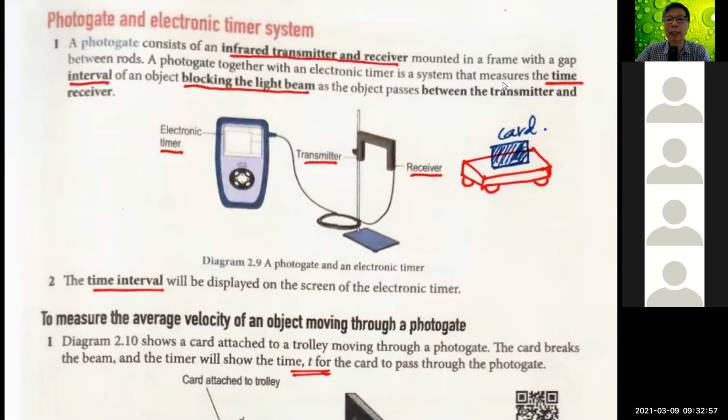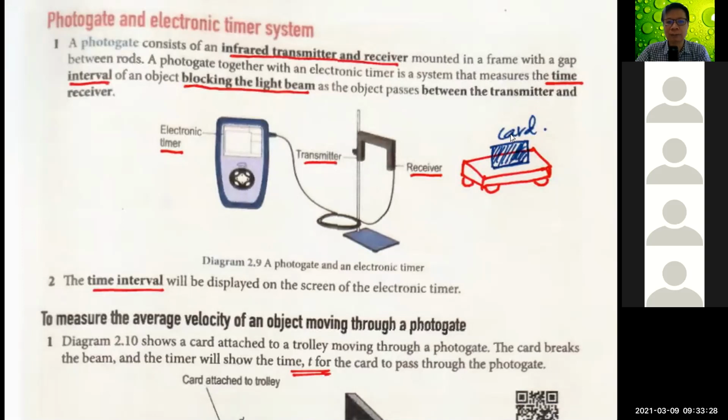Measure the time interval of an object blocking the light beam. This cardboard is used to block the light here. The object passes between the transmitter and the receiver, and the time interval will be displayed on the screen. So the purpose of this photogate is to record the time for the trolley to move the distance of the card.